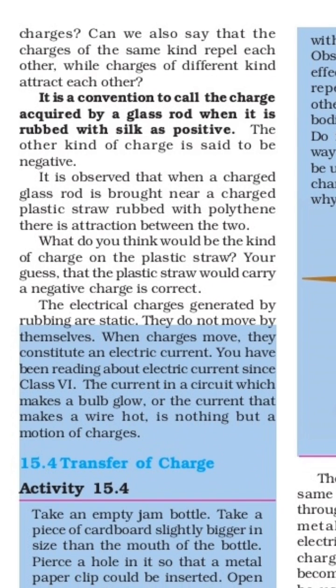From that, what can we say? What do you think would be the kind of charge on the plastic straw? We know that the glass rod rubbed on silk gets positive charge, and the plastic straw is attracted to it. From that we can say that the plastic straw has a negative charge. Your guess that the plastic straw would carry a negative charge is correct.